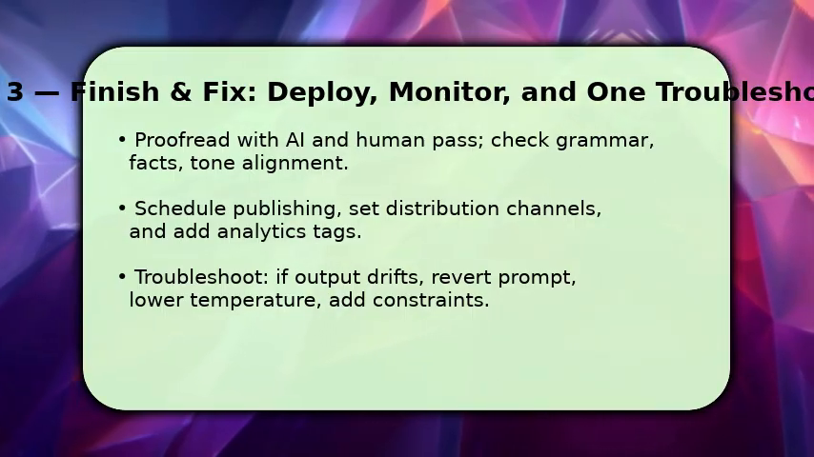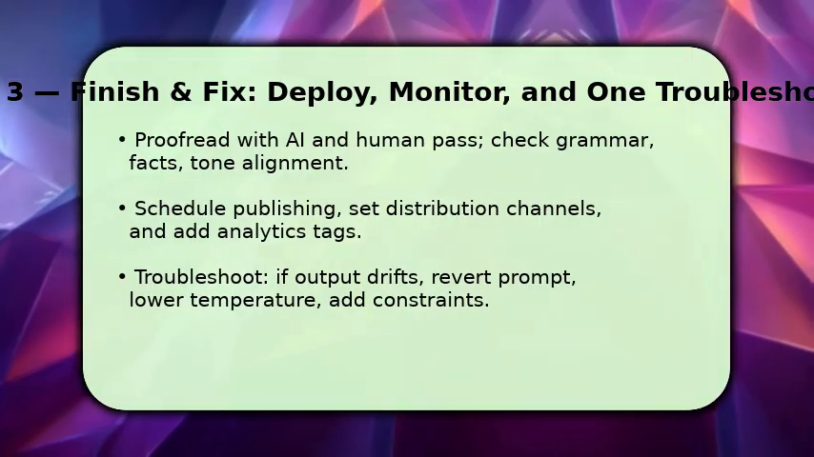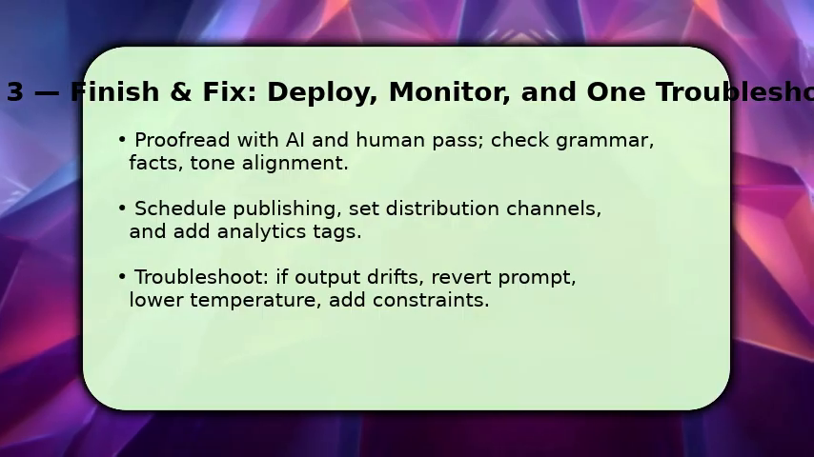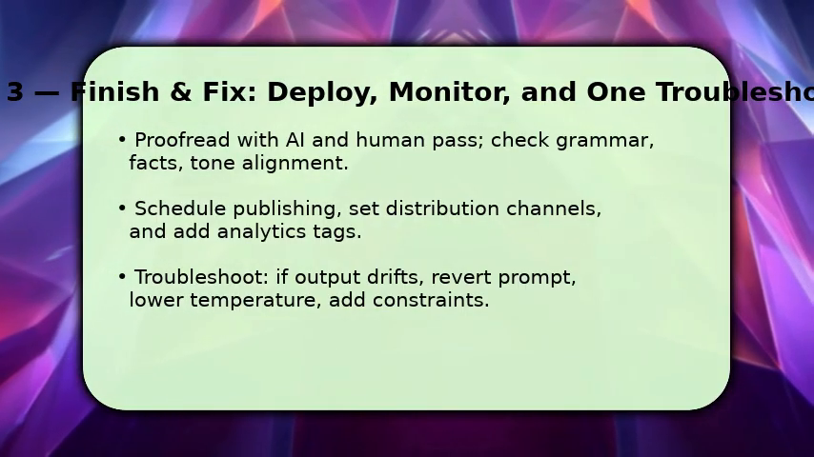If things go wrong, if the output drifts in style or invents facts, revert to an earlier prompt, lower the temperature, and add stricter constraints. That single troubleshooting step recovers reliability quickly.